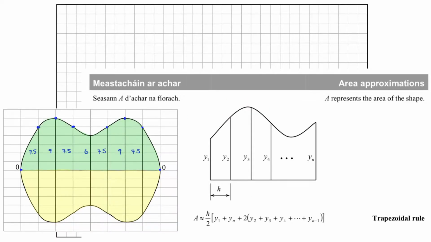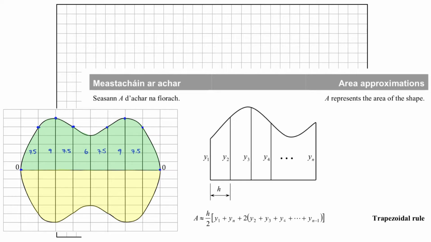So we need to understand how this shape links in with this shape. Obviously in this case, y1 will be equal to 0, y2 will be equal to 7.5, y3 will be equal to 9, y4 will be equal to 7.5. But then we have y5, y6, y7 and y8. And obviously this one here would be yn, so yn would be equal to 0. The height is the distance between them, and we know that the distance between them is 3 metres because we were told originally every centimetre was equal to 3 metres.